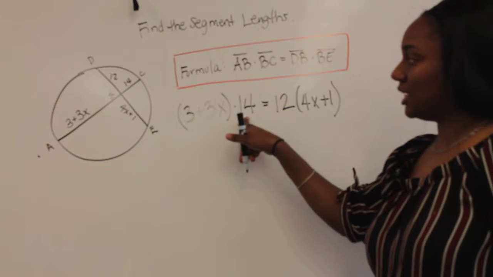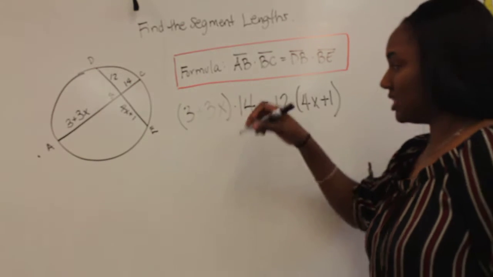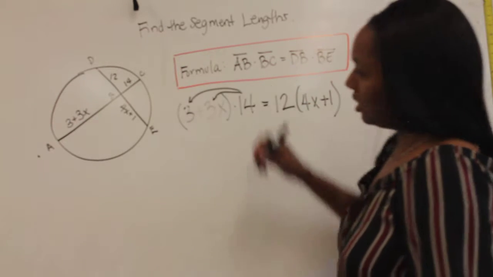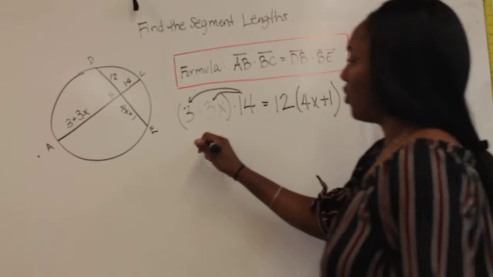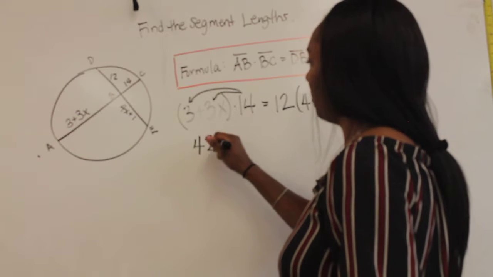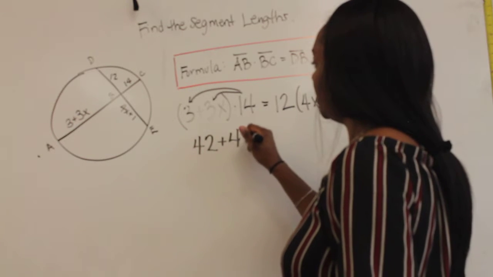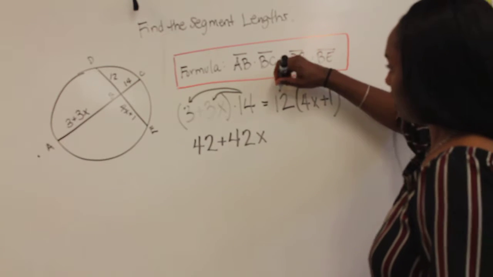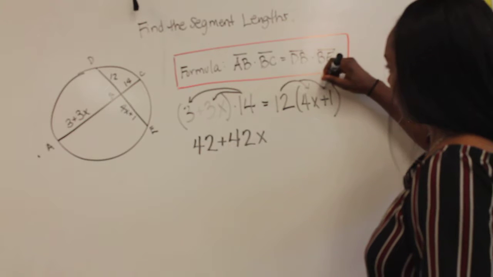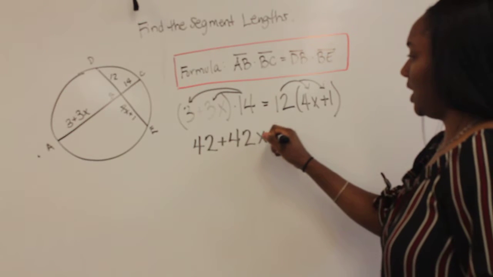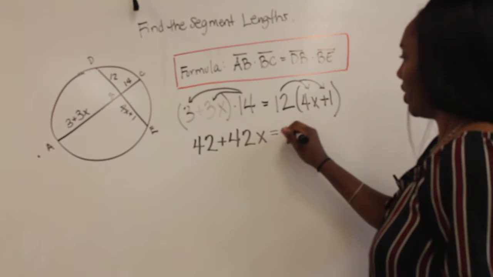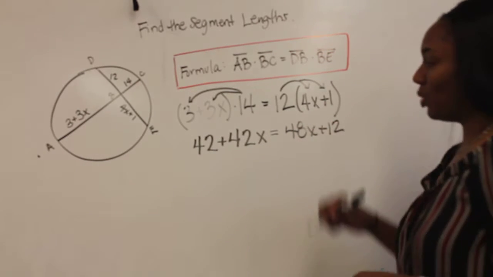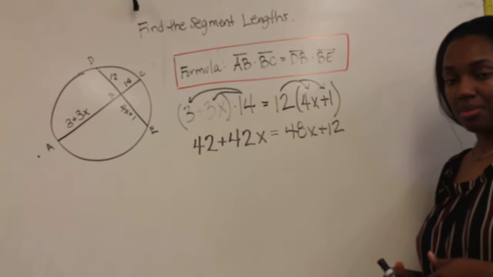I'm going to have 14 and I'm going to distribute it to each term inside. This becomes 42 plus 42x. Then the 12 distributes to each term inside, is equal to 48x plus 12. Now let's combine like terms.